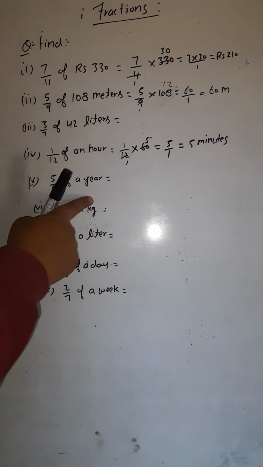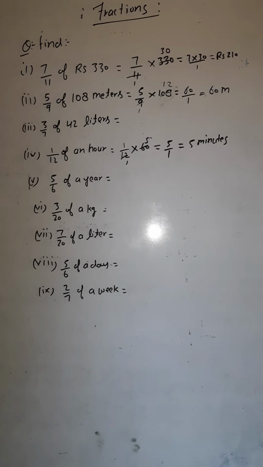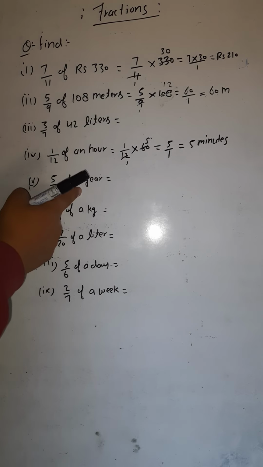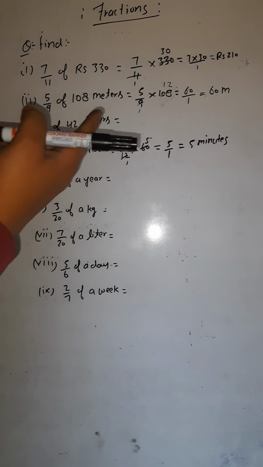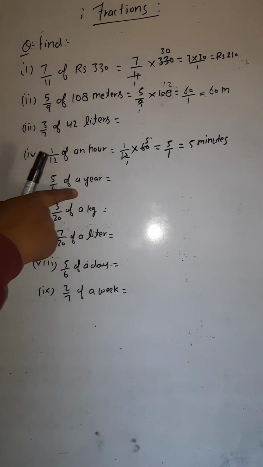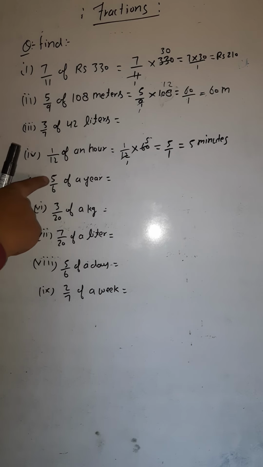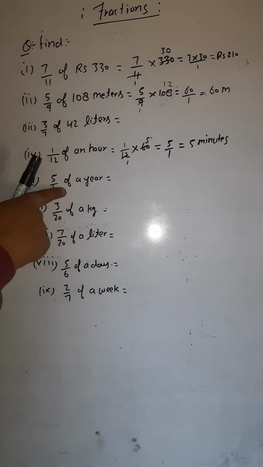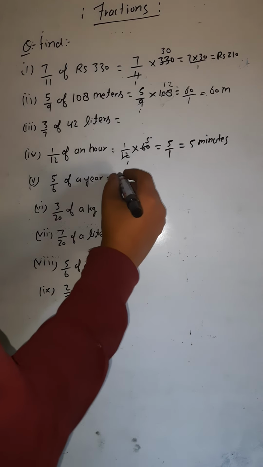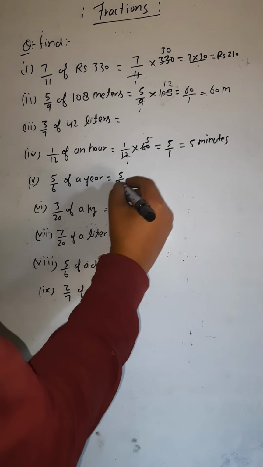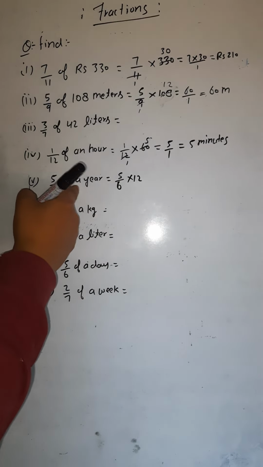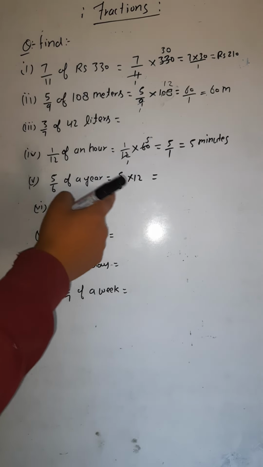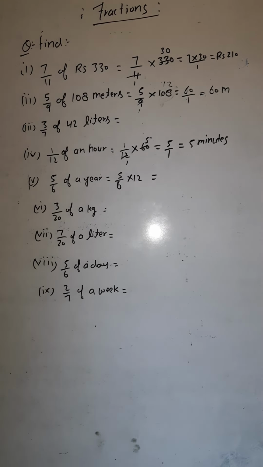So in 1 year, how many months are there? You have to change it into months there. Okay. So in 1 year, how many months are there? Yes, there are 12 months. So you would be multiplying it by 12. So you would write 5 by 6 multiply 12, because in 1 year there are 12 months. So you would cut it and just you would get your answer. Similarly, the next question, 3 by 20 of a kg.